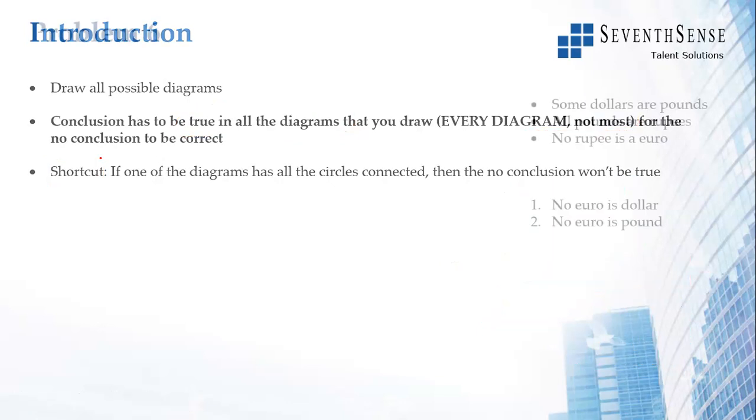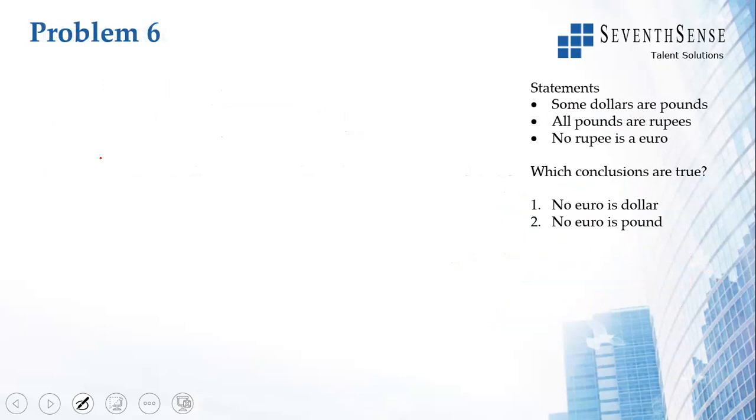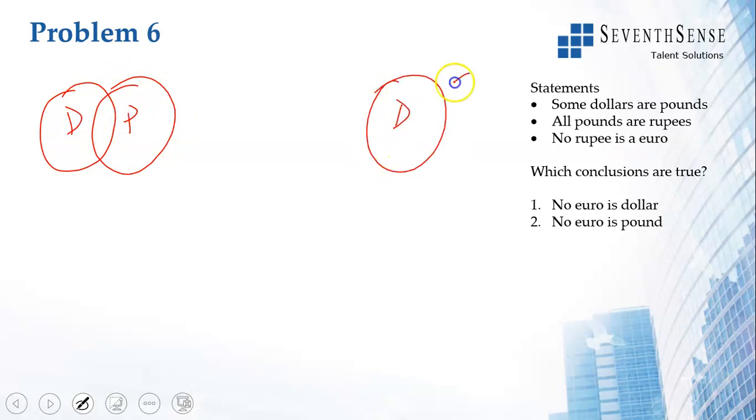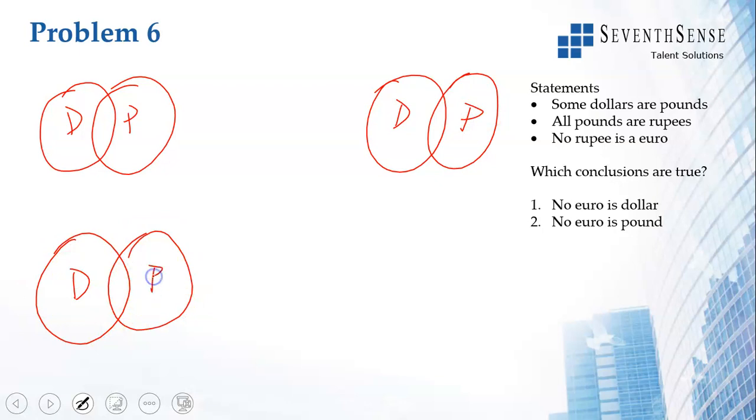Now let's look at a few problems. Which conclusions are true? Some dollars are pounds, all pounds are rupees, no rupee is a euro. Let us see in how many ways you can draw it. Some dollars are pounds. You can draw it in that way. You can also draw it this way. Yes, I've drawn that in 4 different ways.